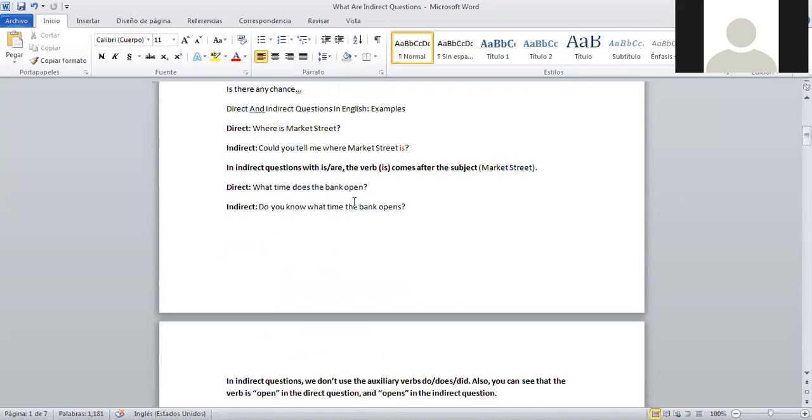Ahora, eso es con el verbo, that is with the verb is, are, was, were. You remove the is, are, was, were after the subject. Now, when we have questions with do and does, you remove the do and does. In the case of do, only remove do. In the case of does, after removing the does, you have to put an S or ES on the main verb.